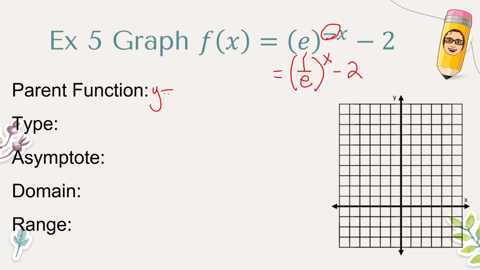So that means your parent function is going to be 1 over e to the x. That means when you type it into your calculator, you're going to want to find what is 1 over e, and then type in your numbers. Now this type of graph, because 1 over e is a fraction that is less than 1, is actually going to give you a decay function. And then once you find your parent table, you're going to want to shift down 2. So I'll let you try this one on your own, and we will check it when we get back to class.